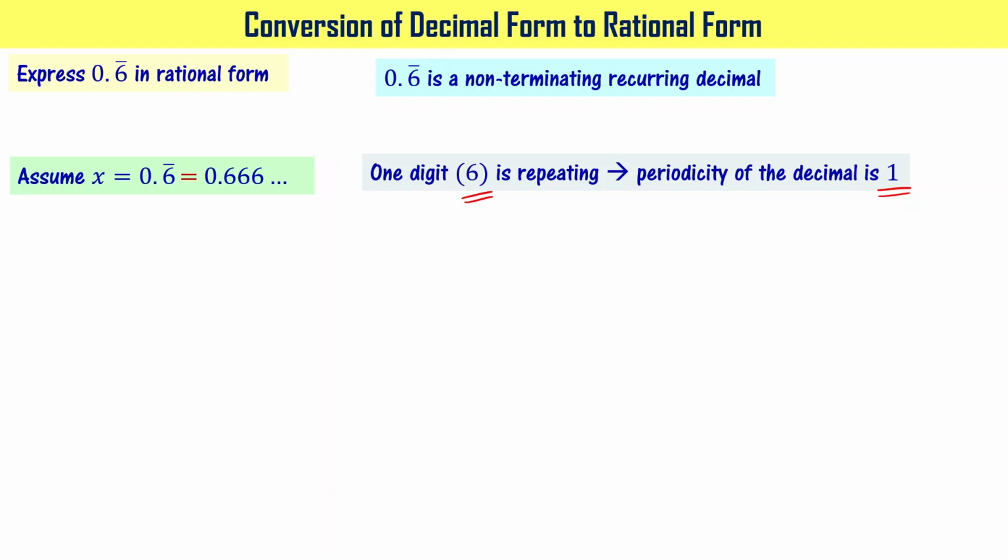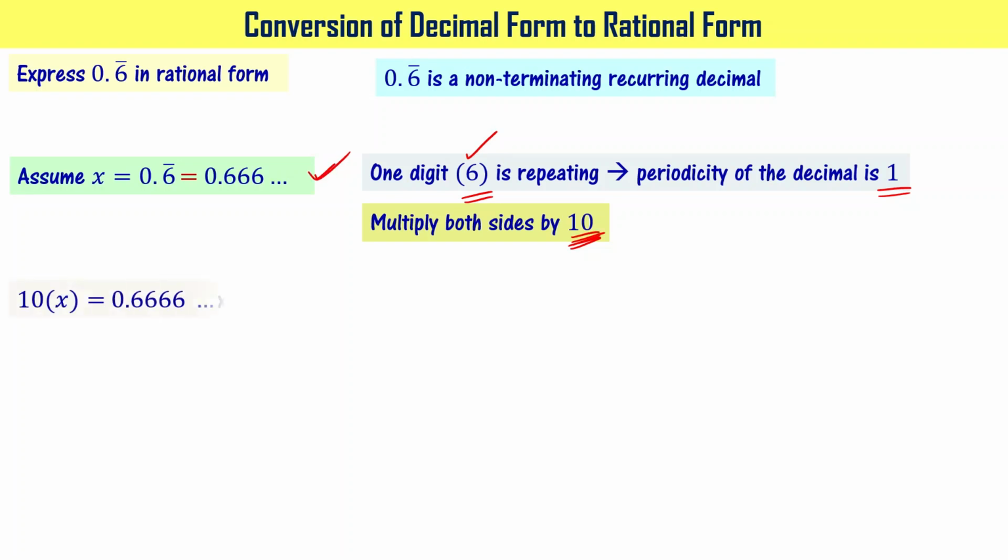So now I have an equation that is x equal to 0.6666 and so on. I want to multiply both the sides of this particular equation with number 10. Remember, one digit is repeating, so I multiply with 10. If two digits are repeating, multiply with 100. Three digits are repeating, multiply with 1000. Got it? So only one digit is repeating, that's why multiply both sides of this equation with 10.